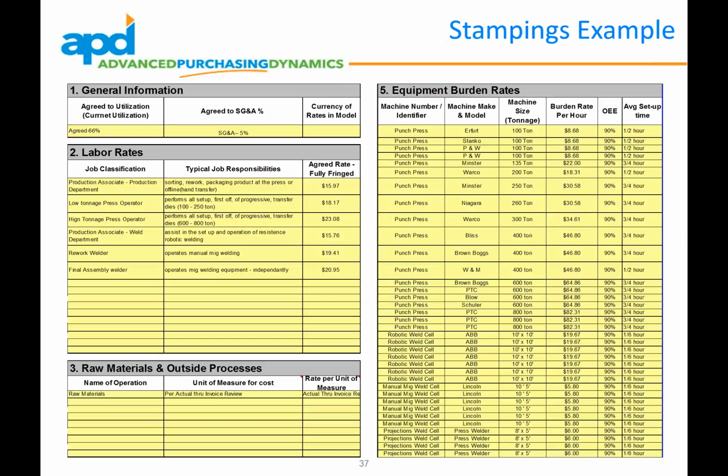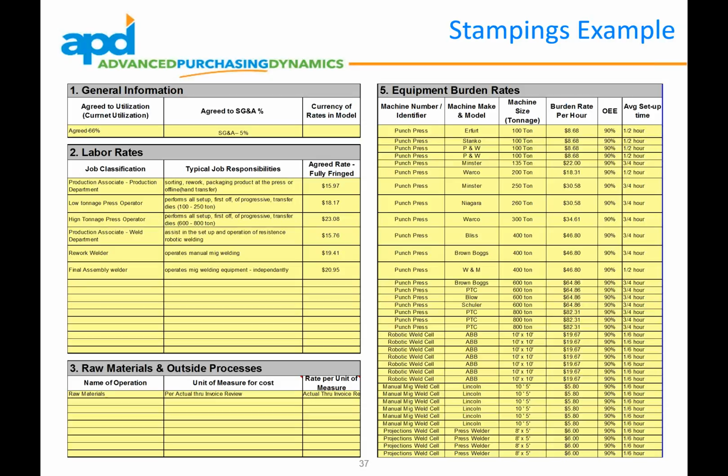When we look at things, we're going to focus on the right-hand side and the grouping of information that has a number 5 where it says equipment burden rates. If you look at that very closely, you'll see going from top to bottom, moving from 100-ton presses to 600 and 800-ton presses there. And you'll see that the per hour burden rate changes with each change in press. Using the same sort of OEE, and you see the setup times there.